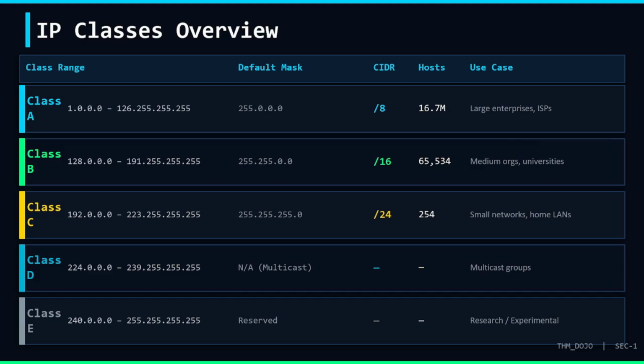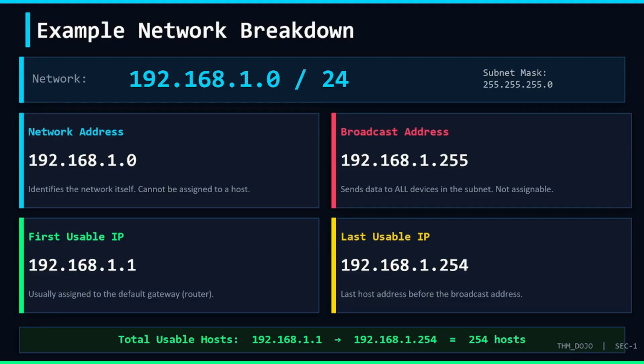Used by medium organizations or universities. Class C, 192 to 255, is used by small networks or home local area networks. Class D, 224 to 239, is for multicast groups. Class E is reserved for research and experimental purposes.